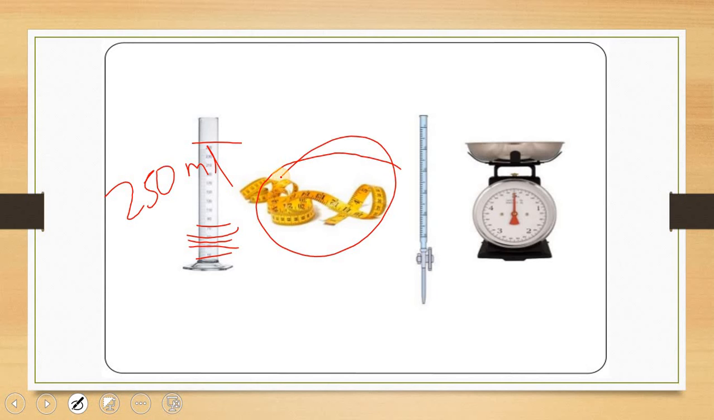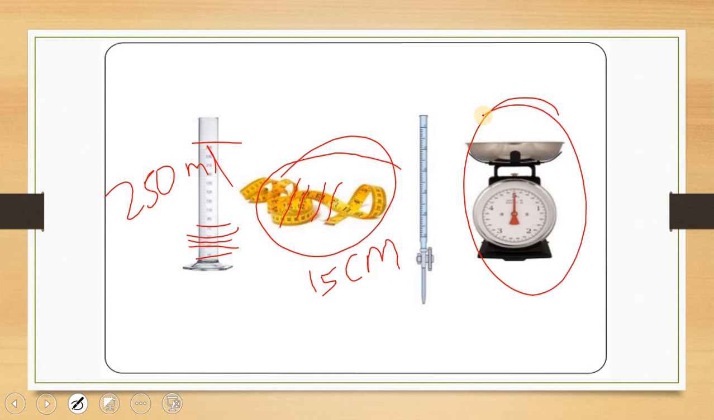Macam measuring technique. Contohnya 12, 13, 14, 15. So you tulislah 15. People will wonder 15 apa? So you must always have unit. Contohnya centimeter. Okay, 15 centimeter. So ni adalah unit dia. Okay, so for example ni contohnya.